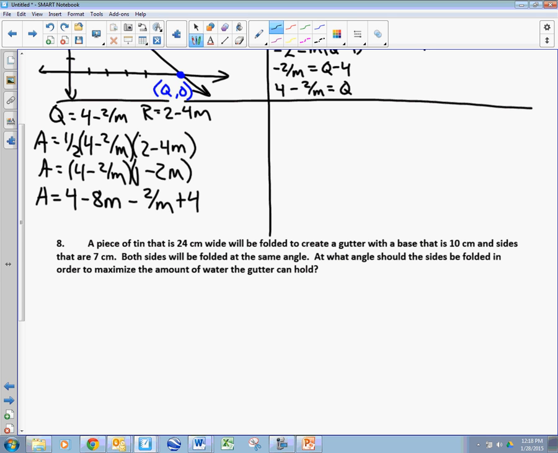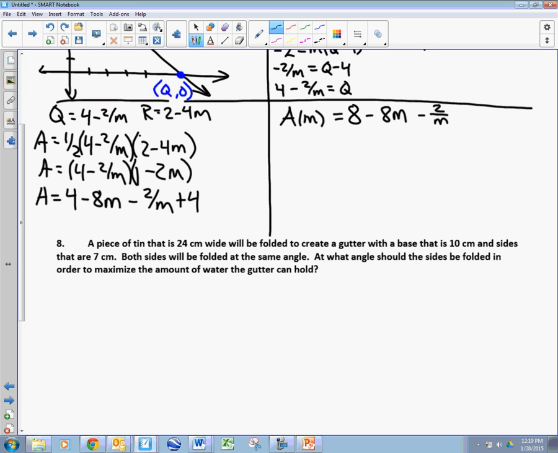So now I have area in terms of what variable? M. So the area is a function of the slope. And it's equal to 4 plus 4. Yep, thank you. I'm just thinking ahead. We've got 8, and then we have a minus 8m, and then we have our minus 2 over m.